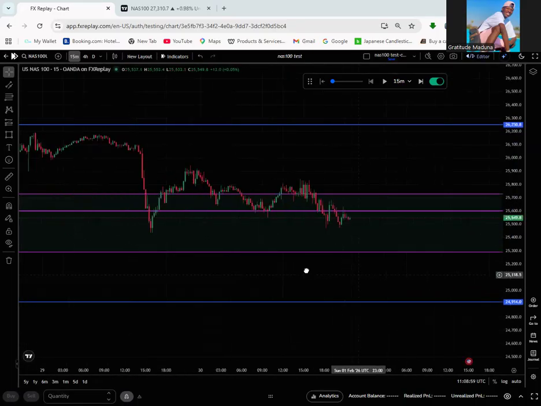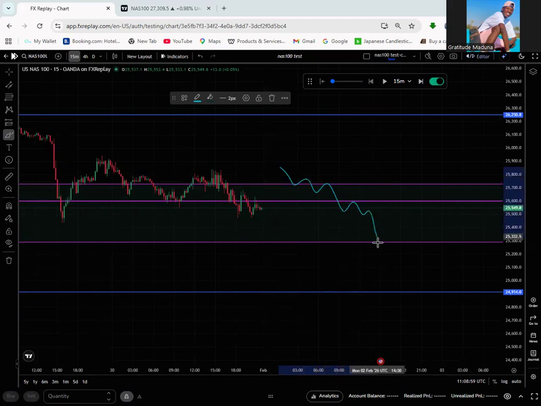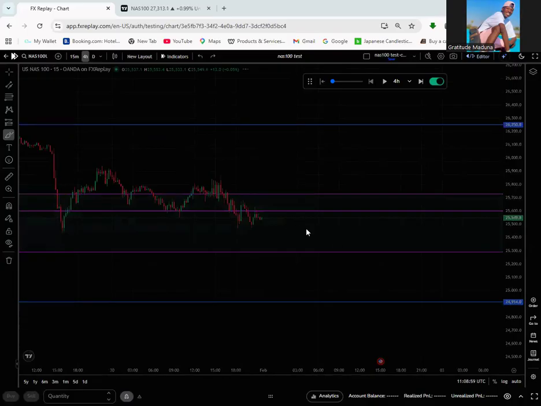On the 15 minute, it's simple price action, guys. I'm waiting for a change of character to the upside because we're creating lower lows, lower highs going down. I'm waiting for structures to break and then I'm looking to buy. Right, as soon as we break a structure to the upside, because that's what we're doing now.